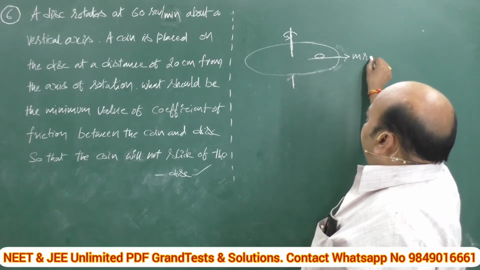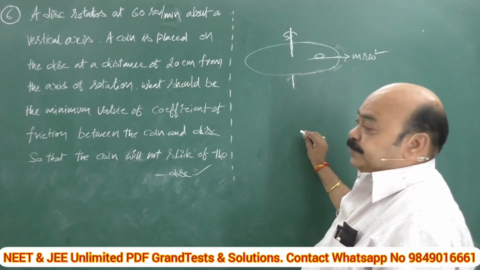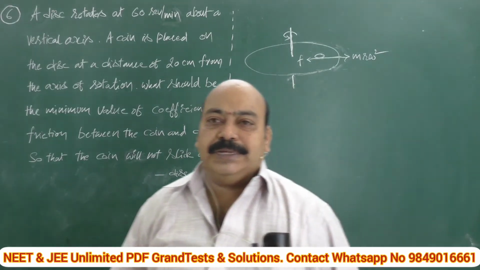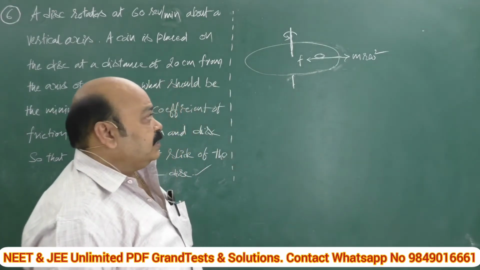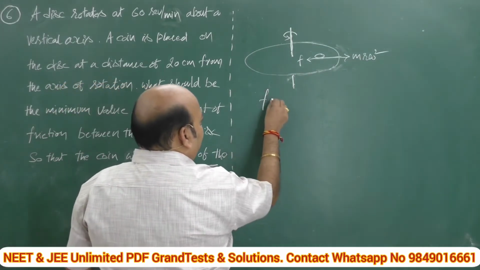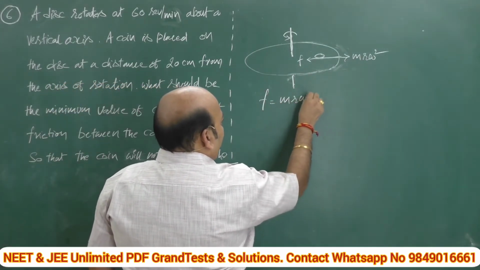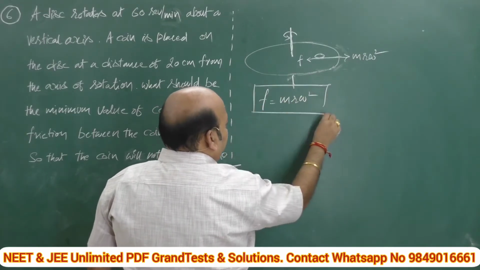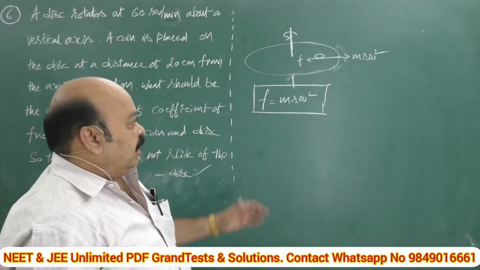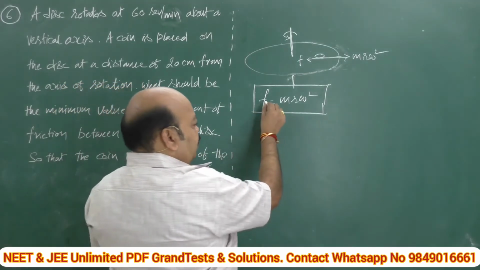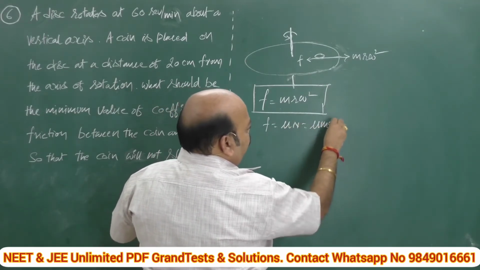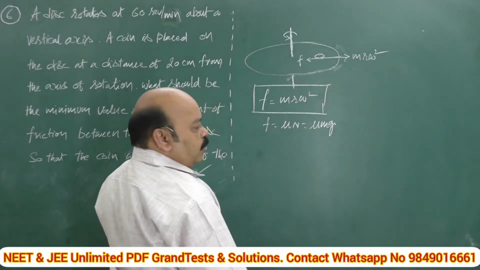m r omega square is the force experienced outward, whereas the frictional force prevents skidding. For the balancing condition, I have to make them equal. That means the frictional force is equal to m r omega square. This is the basic point. Now we can substitute: the frictional force F is equal to mu N, nothing but mu mg, where m is the mass of the coin.